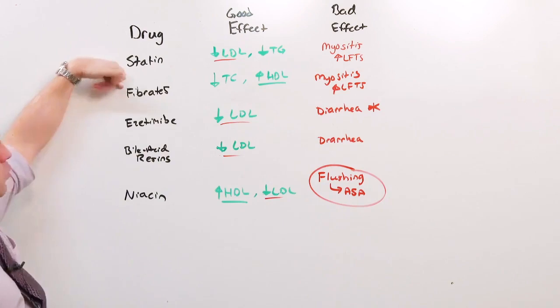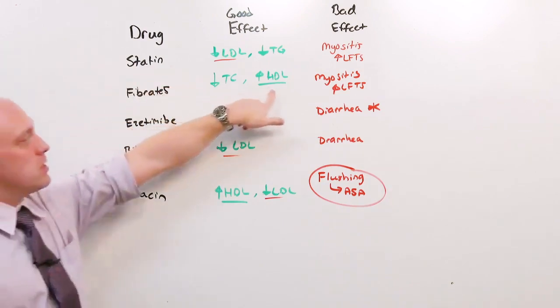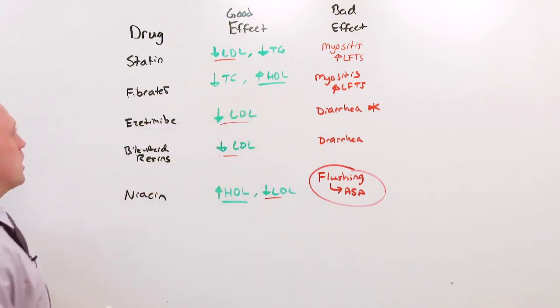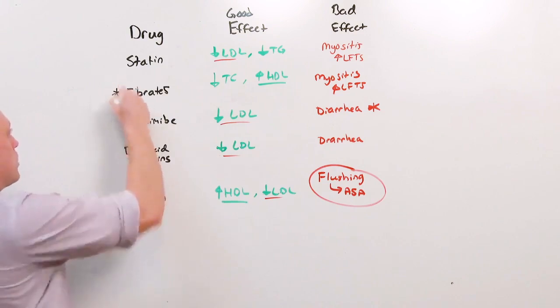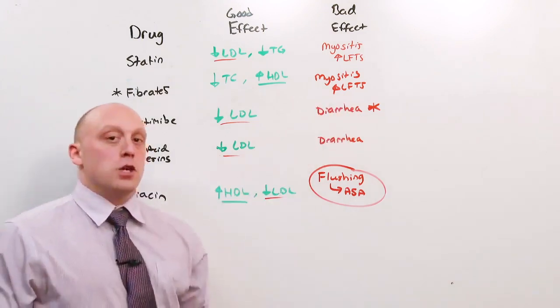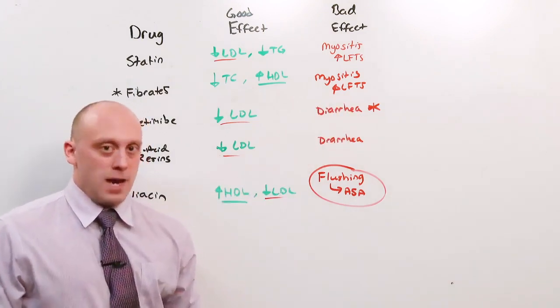Fenofibrates like gemfibrozil will lower the total cholesterol but increase the HDL. Right, so they used to be really good. These are second line. Use fibrates when statins are not able to be used. They also cause myositis and elevation of the LFTs, so generally you don't want to use them together, statins and fibrates.